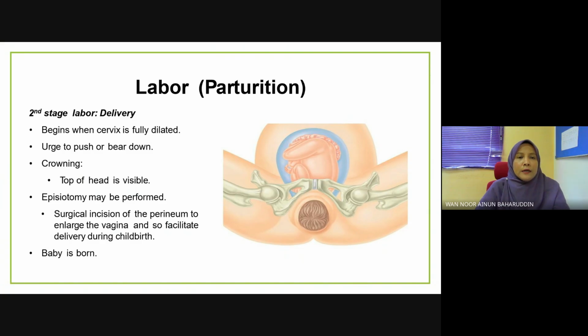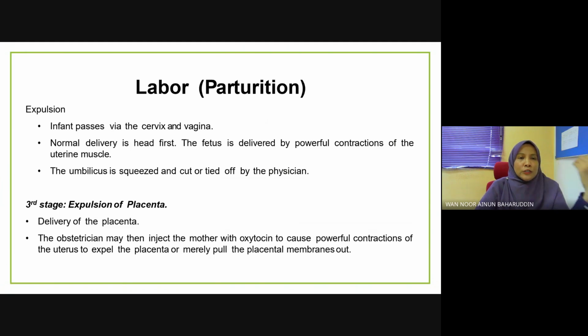The second stage of delivery begins when the cervix is fully dilated. So we can see the opening there, fully dilated. There is an urge to push or bear down, and crowning means the baby's head is visible. An episiotomy may be performed. It is a surgical incision of the perineum. The doctor will cut some part of it to enlarge the vagina and facilitate the delivery, and the baby will be born. So the expulsion occurs whereby the infant passes via the cervix and vagina.